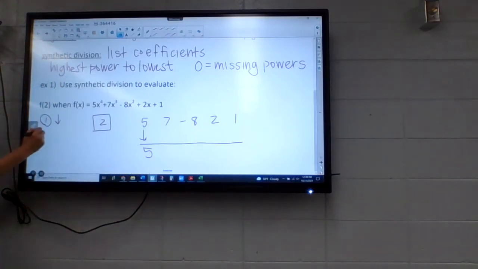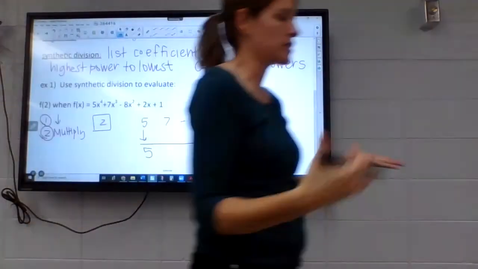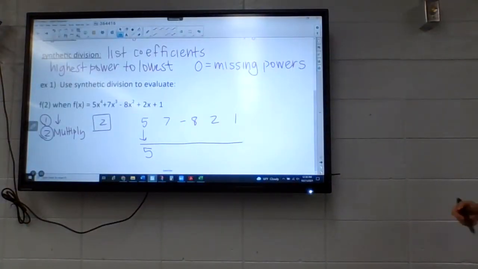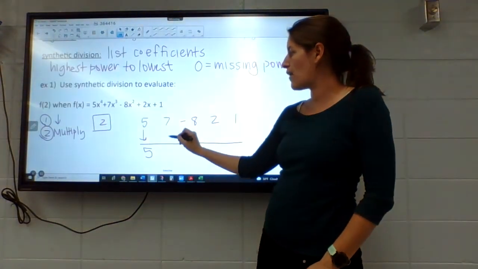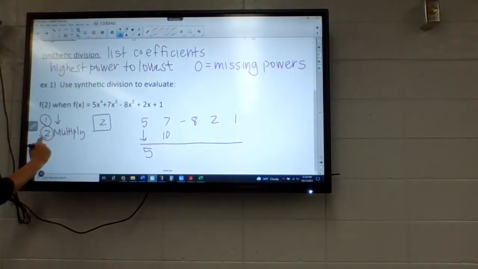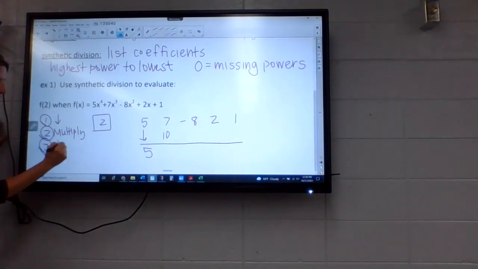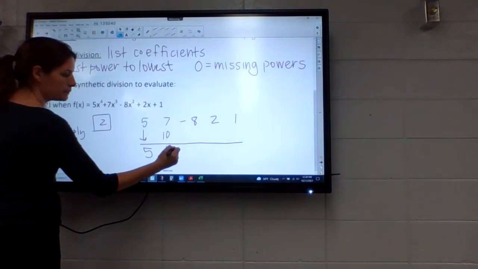The next thing we're going to do is multiply. With synthetic division, we never actually divide, which is, again, why it's kind of weird. So we're going to multiply this 5 by this 2. So I put 2 times 5 is 10. I'm going to put that here. Those of you who know how to do this, what's our next step? Sure. It should be add. So it's a little bit different than long division, in that we don't subtract there. Now we're going to add those together. So 7 and 10 is 17.